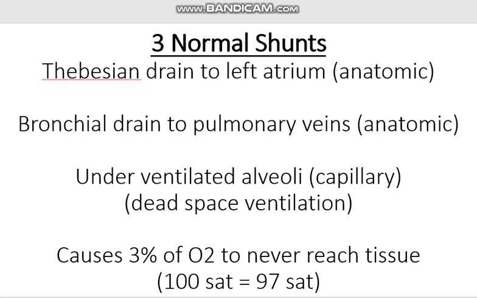3 normal shunts are the Thebesian drain to the left atrium, which is anatomic, the bronchial drain to pulmonary veins, which is also anatomic, and blood passing under-ventilated alveoli, which is a capillary shunt. These shunts cause 3% of O2 to never reach tissue. So a reading of 100% saturation actually only equals a 97% saturation.